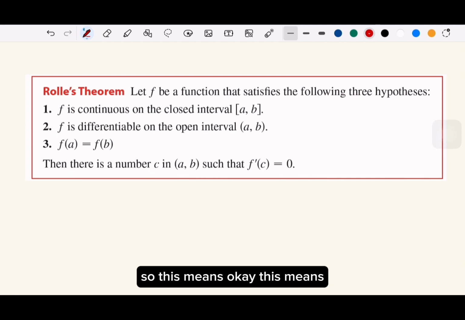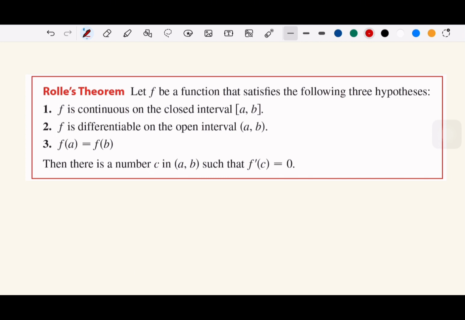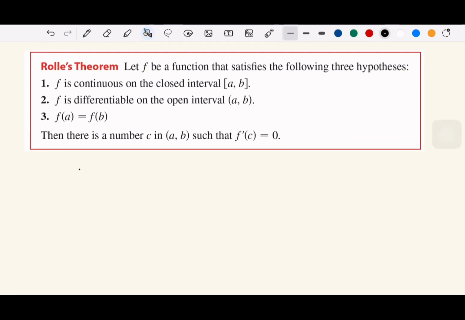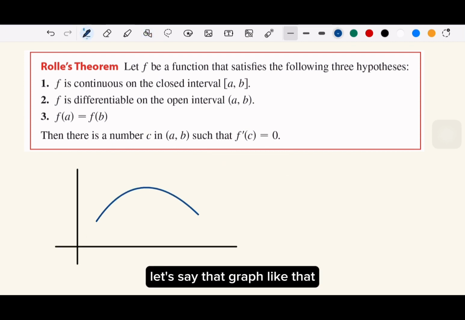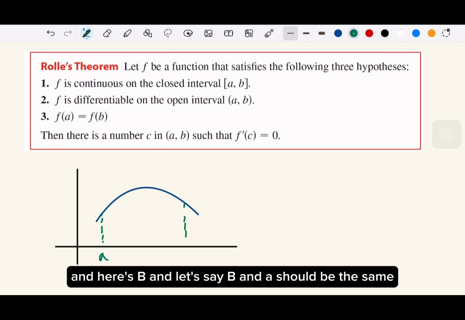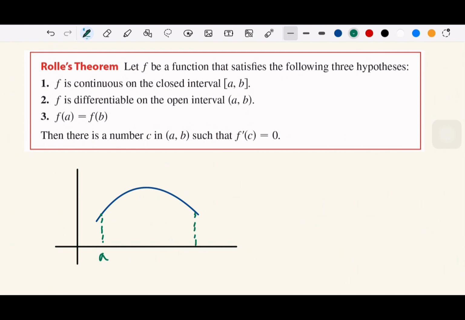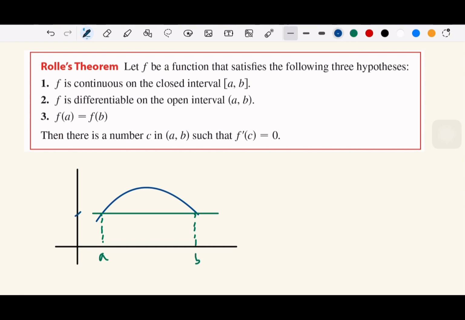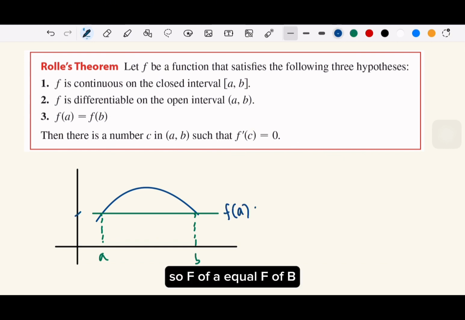So this means, if we have, for example, let's say a graph like that. Let's say here is A, and here is B, and let's say A and B are on the x-axis like that. So f of A is equal to f of B, right? So f of A equals f of B.